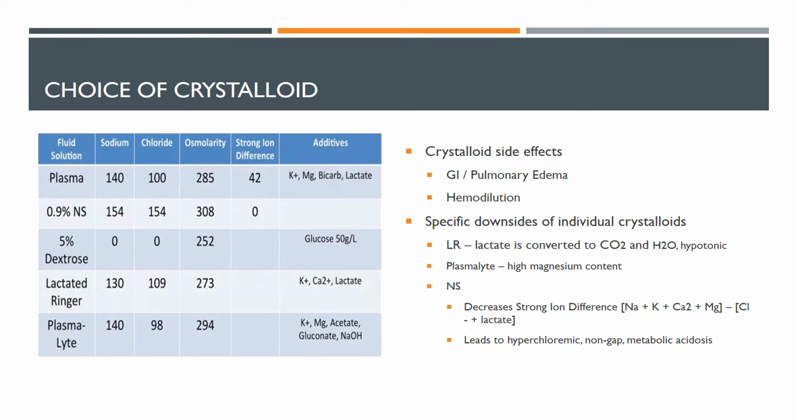Normal saline, as many of my attendings in training would always say, is not normal. It decreases the strong ion difference, which I've listed here, which ultimately can lead to a hyperchloremic non-gap metabolic acidosis when given in high quantities, especially in the ICU. So reviewing this chart over on the left briefly is important, just to know what the contents of different crystalloids are, to know what it is exactly that you're giving each patient and how they will respond.